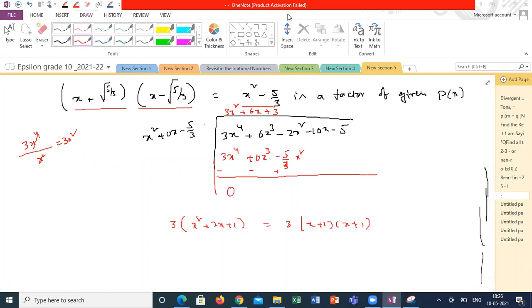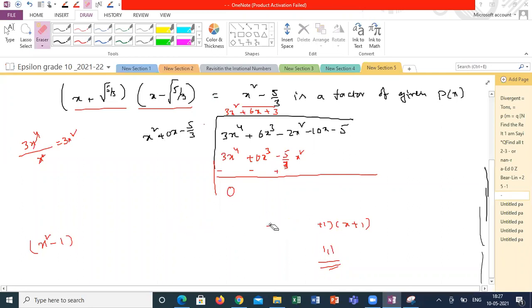But you told somebody gave the answer 1 comma minus 1. If it is 1 comma minus 1, the quotient should be x square minus 1. But I am getting x plus 1 whole square, x square plus 2x plus 1. Any others got the answer?